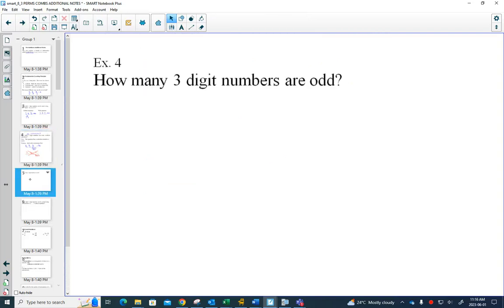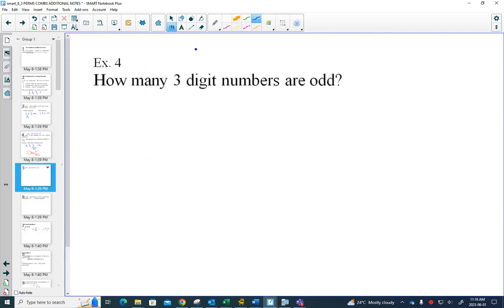I want you to do this one on your own. We're still going to use just the numbers 1 to 7. But now the restriction is that it has to be odd.